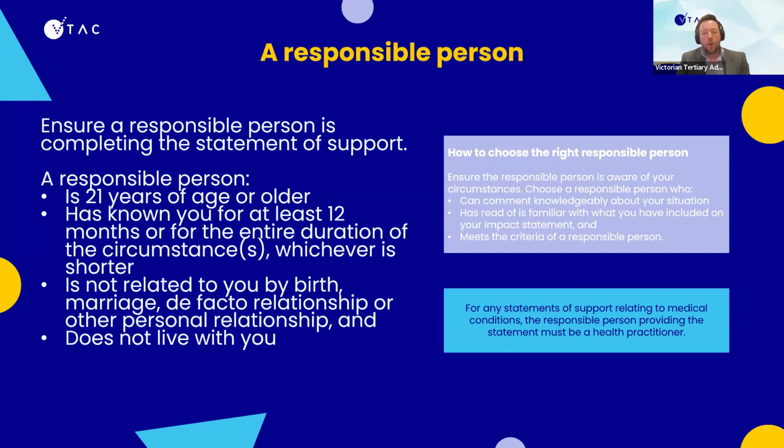So while statements of support for disability and medical condition will come from a health practitioner, statements of support for financial hardship and difficult circumstances have to come from a responsible adult. A responsible adult for the purpose of equity schemes is a person who is at least 21 years of age, has known you for at least 12 months, or the duration of the circumstances, is not related to you by birth, marriage, or de facto relationships, and does not live with you. So it could be a family friend or a trusted person from the school.